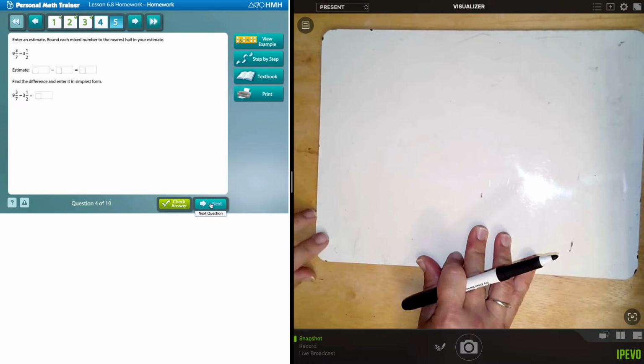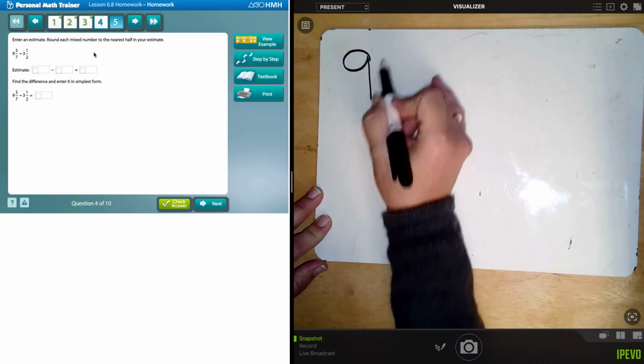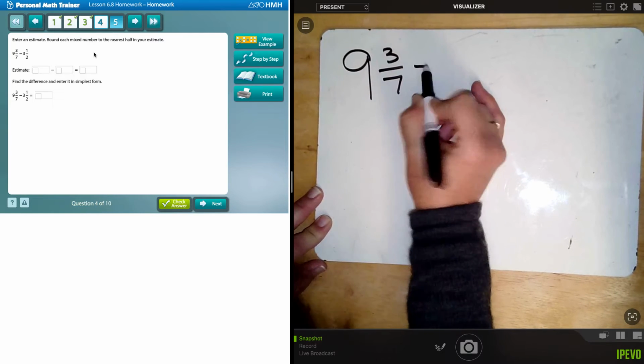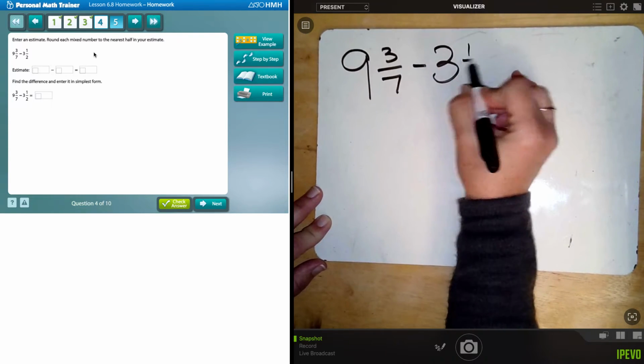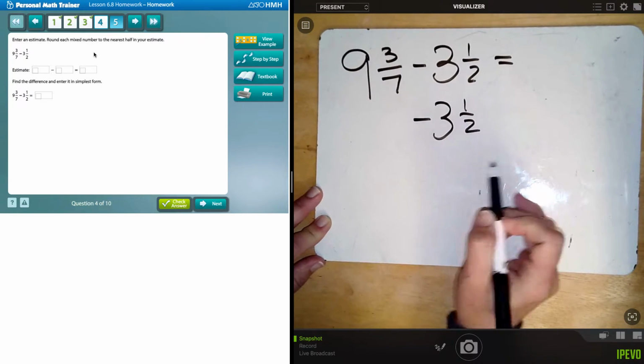Here we are, number 4. All right, I'm going to have you guys pause the video on this one and try it on your own. Enter an estimate, round each mixed number to the nearest half in your estimate. So 9 3/7 minus 3 1/2. Pause and try the estimate on your own, and then come back and we'll solve it together, okay? So 9 3/7 minus 3 1/2 equals.